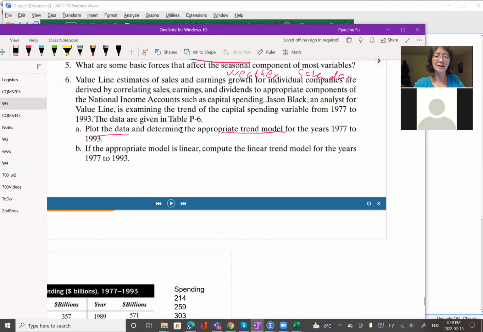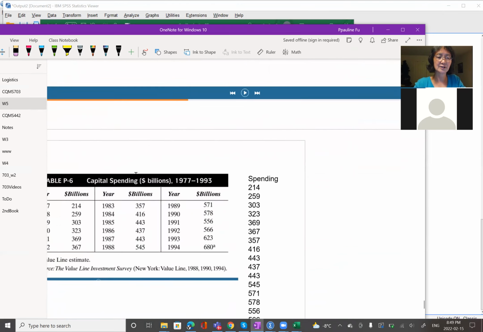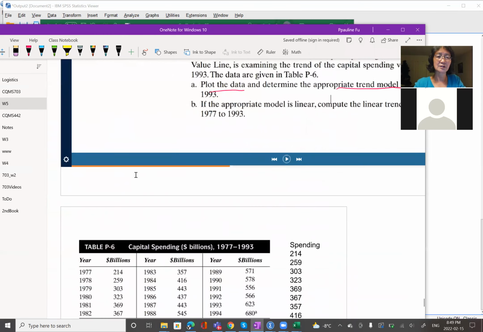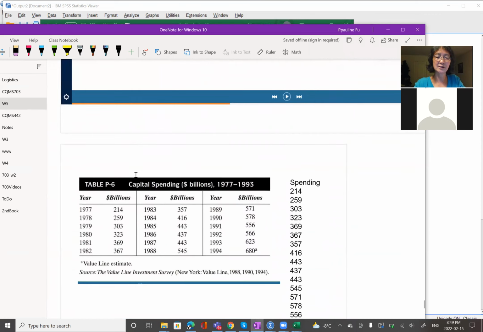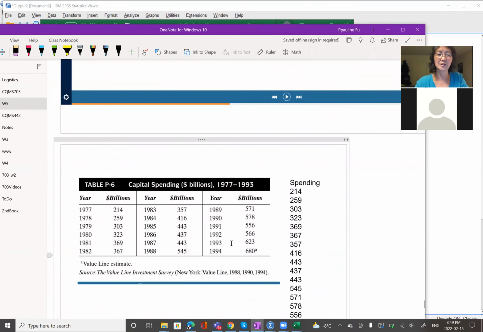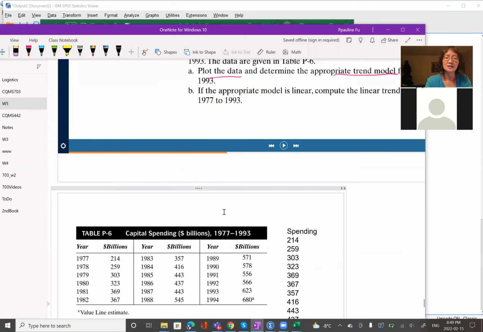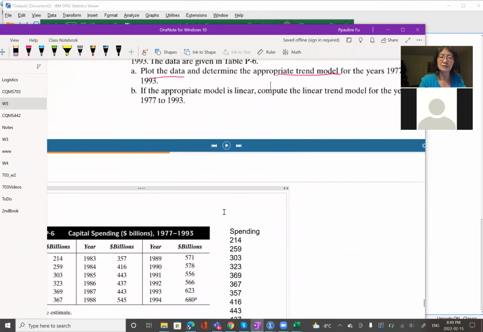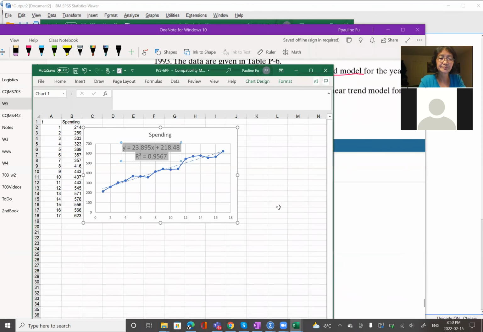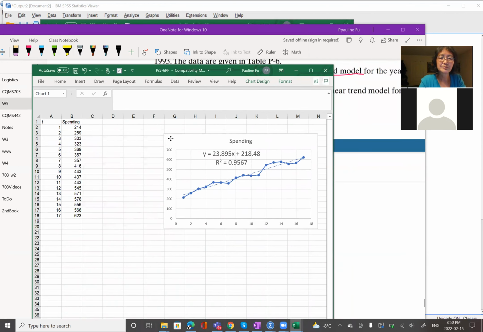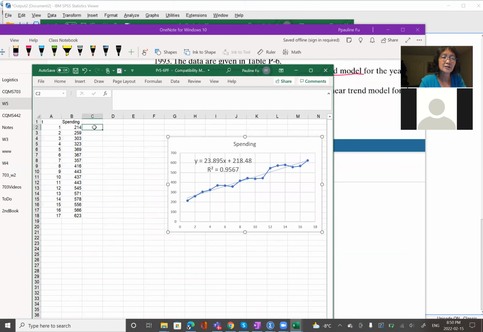So we plot the data. We said it is a linear trend model, and it is computed for the years 1977 to 1993. So we are asked to compute the linear trend model. Okay. So once we get that equation, basically, so compute.